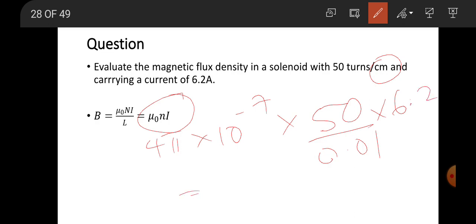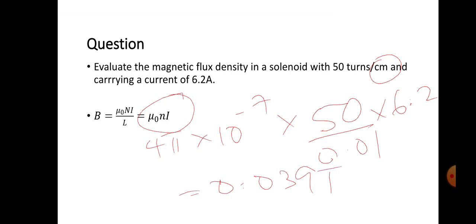Now, if we do that, we are going to have 4 pi times 10 to the power minus 7 multiplied by 50 times 6.2, divided by 0.01. That is going to give us 0.039. So we have 0.039 Tesla. Okay, this is beautiful.